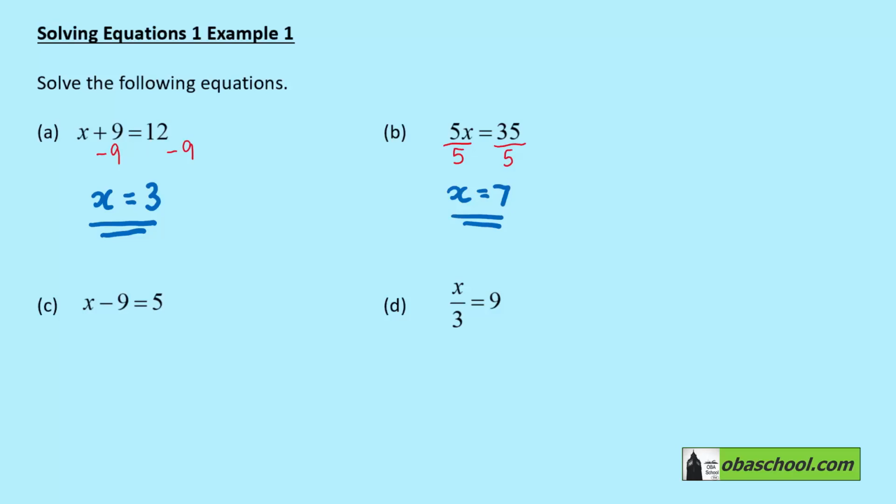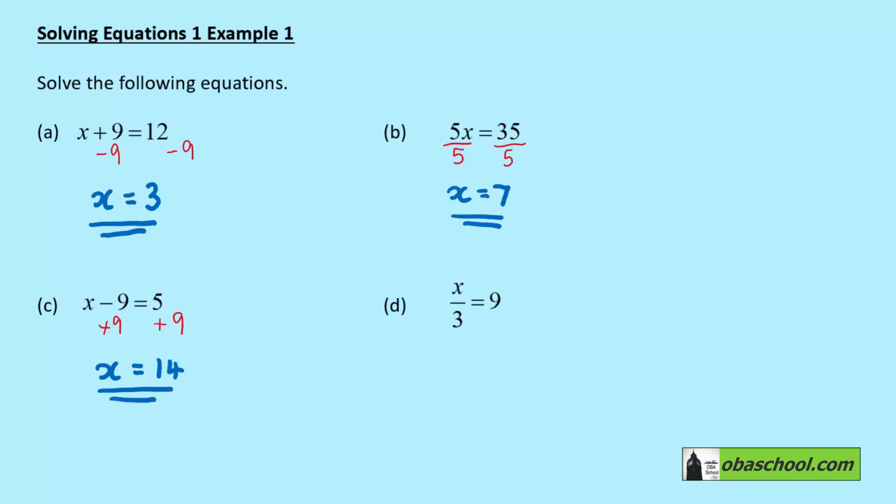So now we have x take away 9 is 5. The opposite of taking away 9 would be to add 9. So let's add 9, and of course we have to do the same to the other side. So x take away 9, add 9, well that gives us x. 5 add 9 is 14.